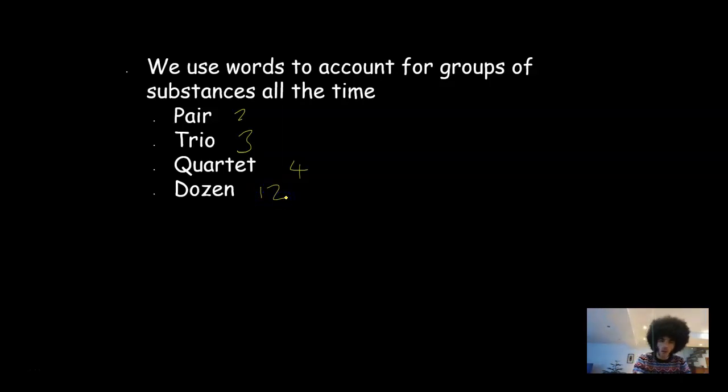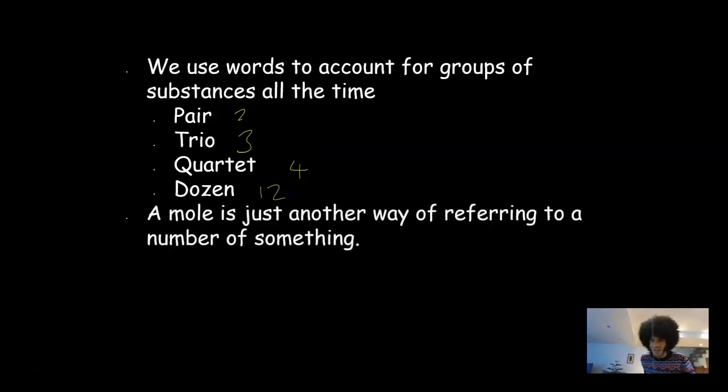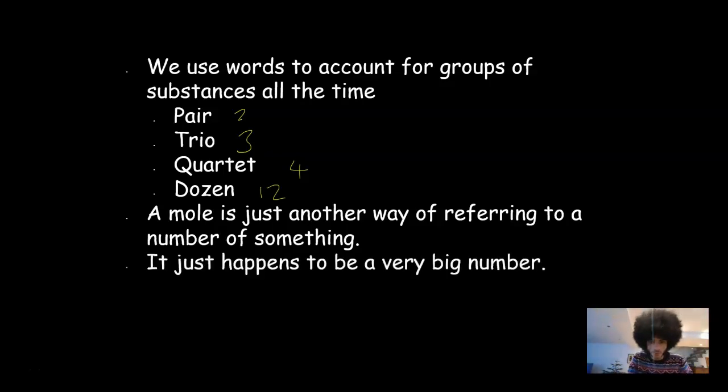All right. Now a mole is exactly the same kind of thing. It's just a number of something. We just say we have a mole of something. Now we tend to use it when we're talking about atoms because the number is very, very big, and I'll talk more about what that number is in a second.